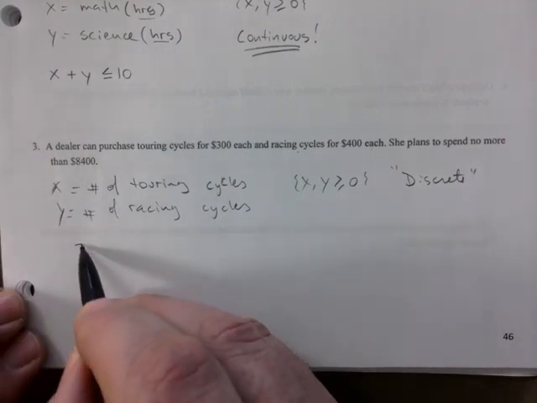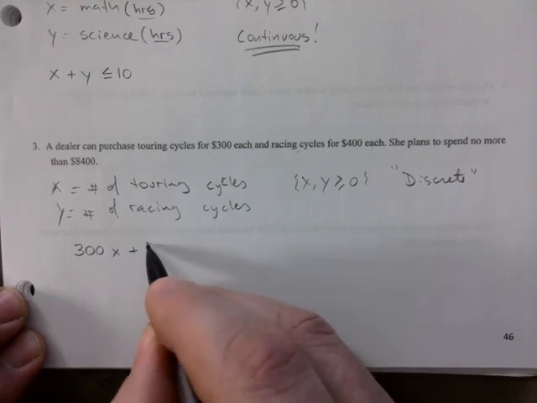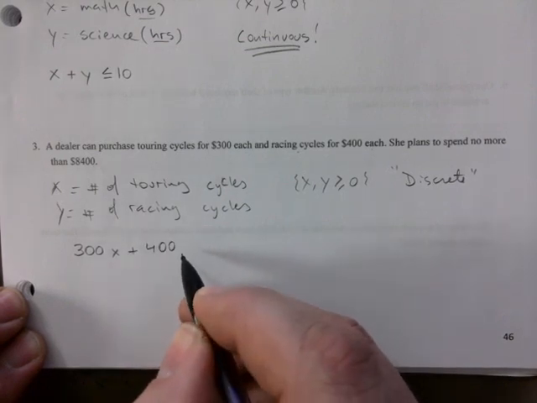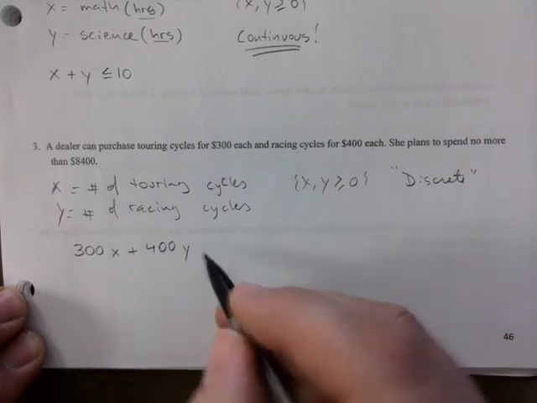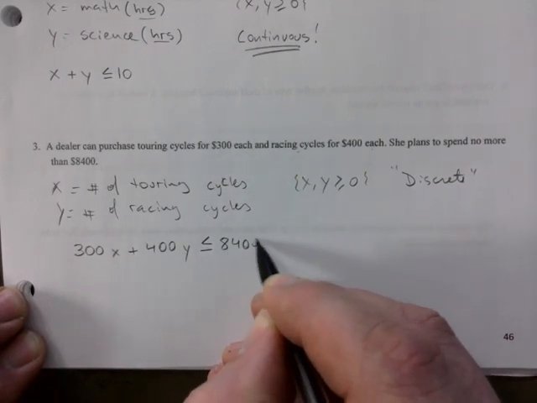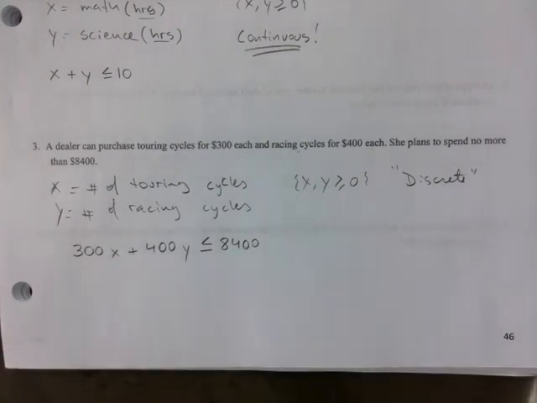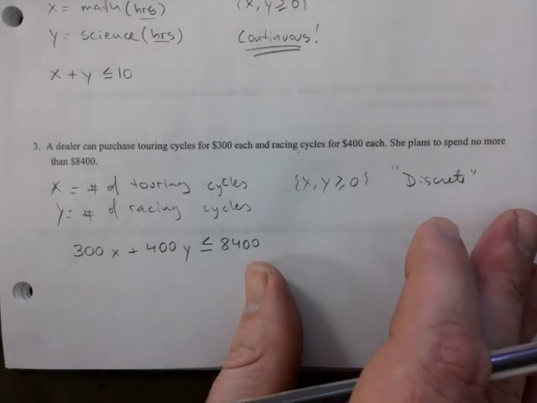So in this case, you need to say, well, if it's $300 for every touring cycle and $400 for every racing, that's my Y. That has to be less than or equal to 8,400. So it will affect my choices when it comes to purchasing. Okay, let's keep going.